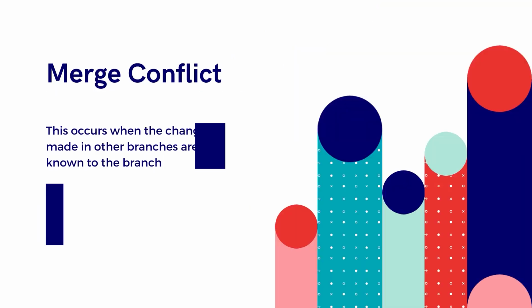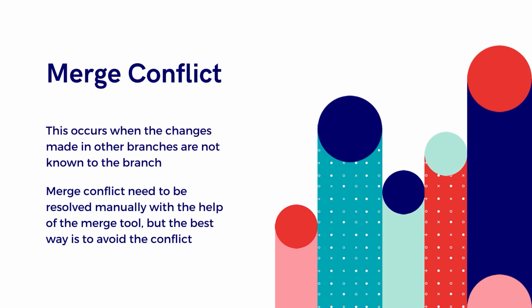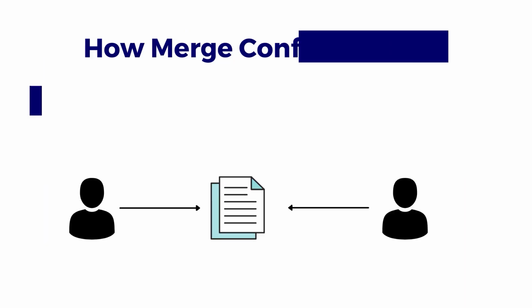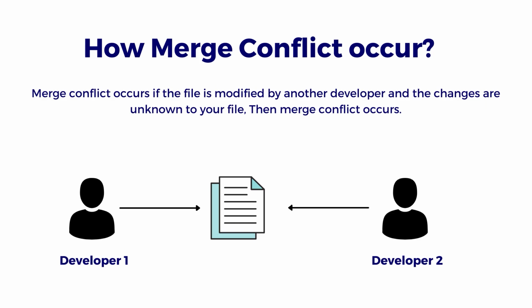The main reason for a merge conflict is when the changes made in other branches are not known to the branch. A merge conflict needs to be resolved manually with the help of the merge tool, but the best way is to avoid the conflict. To avoid it, we need to make sure that the branch is updated with all the changes while merging. Now, we will understand the concept of conflict with an example.